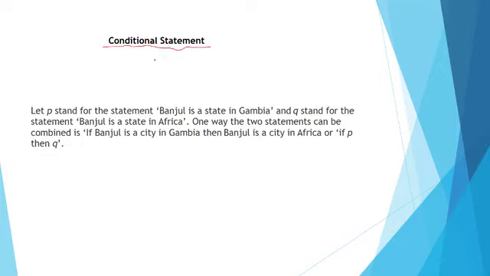In this section we'll be looking at conditional statements. Conditional statements are a subtopic under the topic logic. But before that, let us review the previous lesson.